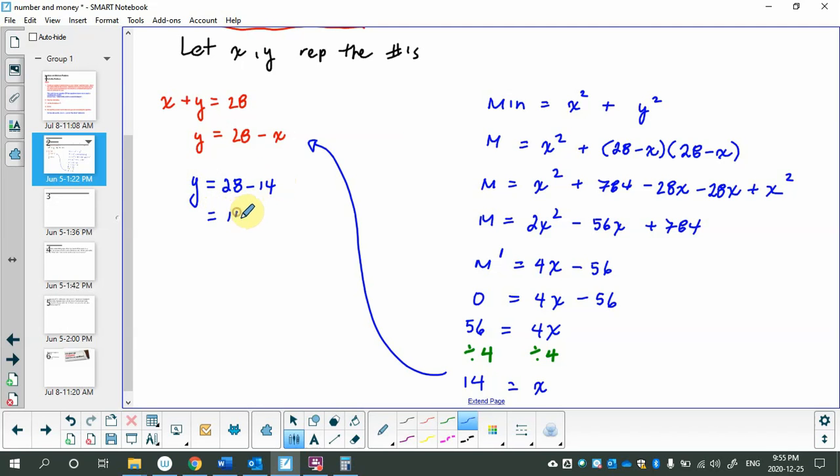And it just happens that both numbers are exactly the same. And then I need the therefore statement, which should not read x equals 14, y equals 14. You should make it a therefore statement, meaning with words. So therefore, the numbers are both 14.